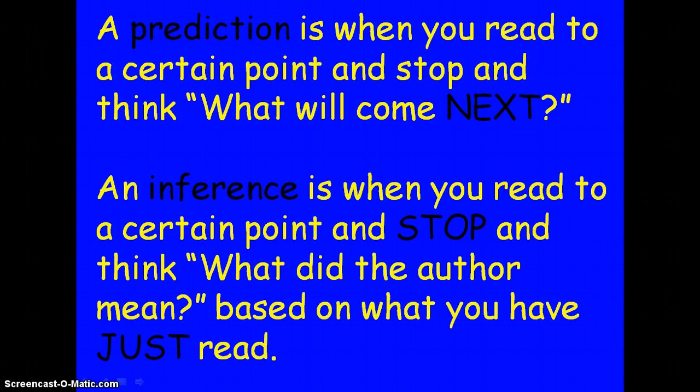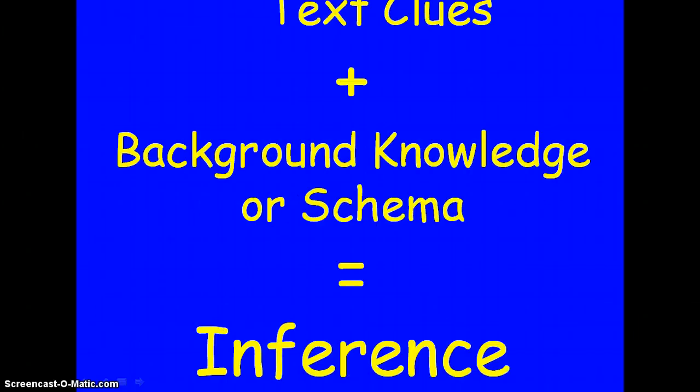Now, let's talk about some things that are similar to inferences. A prediction is when you read to a certain point and stop and think what will come next. So, in a sense, a prediction is a type of inference because you have to infer in order to make a prediction. You have to use clues to help you figure out what's going to happen next. That would be inferring. An inference is when you read to a certain point and stop and think, what did the author mean based on what you have just read? You use your text clues plus your background knowledge or schema, and you're going to end up with an inference of some type.